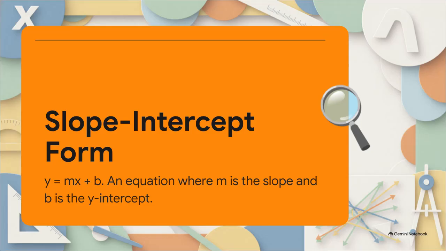But hey, sometimes we start with different information. Enter our second tool for diagonal roads, the slope-intercept form, which is famously known as y equals mx plus b. Here, m is still our slope, but b is the y-intercept. And the y-intercept is simply the exact spot at coordinates (0, b) where our road physically crosses the vertical y-axis.